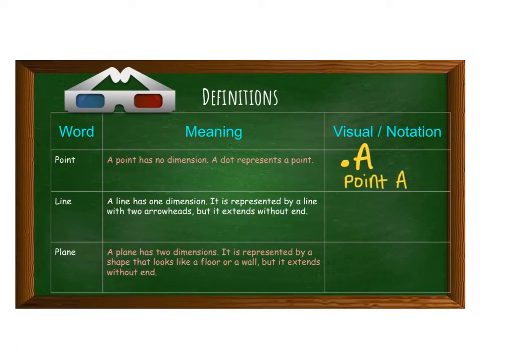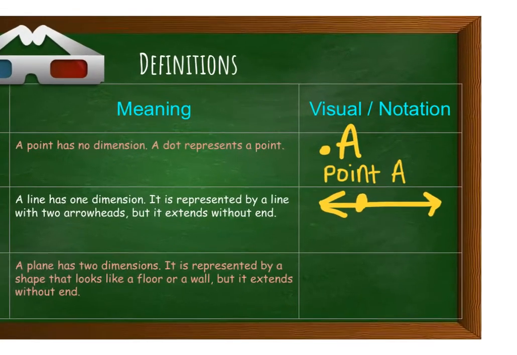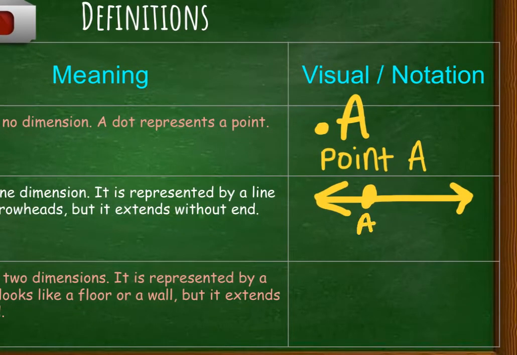Take that away. Okay. Now the next one is a line. A line has one dimension and is represented by a line with two arrowheads, but it extends without end. So that would look like this. We'll have it going through 2 points. So let's label these A and B. Let me actually zoom in, that way I can get a better drawing.